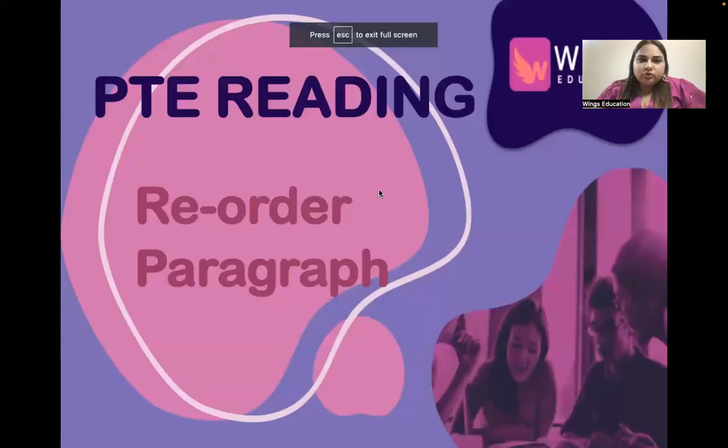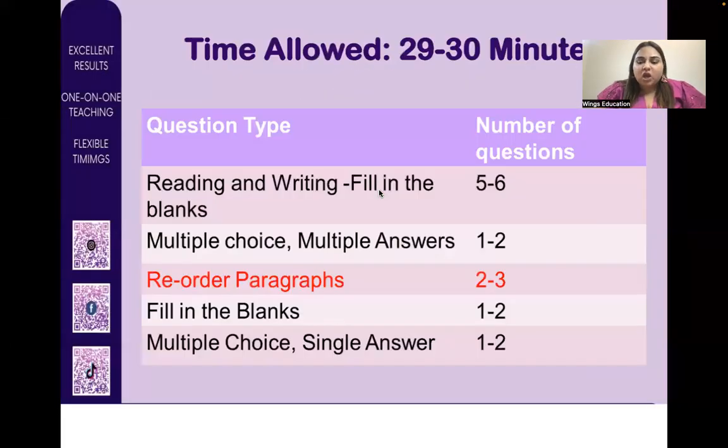Hi, and welcome to the session called Reorder Paragraph. I know this question is a part of your reading section, so reading is always something that you feel like, no, it's difficult. Trust me, trust the process. You can understand this question, you can practice this question, and you can easily score on this question. So don't worry, just keep trying harder.